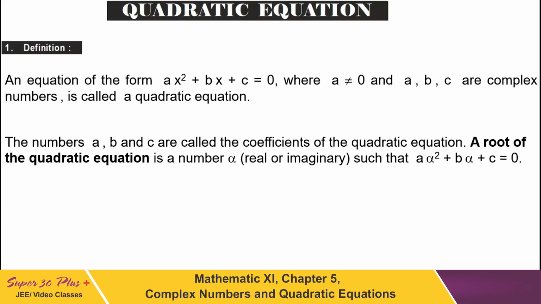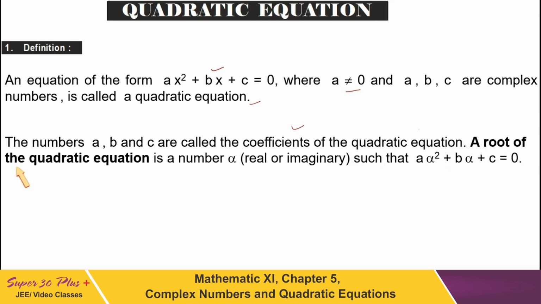Students, after complex numbers, we are going to study quadratic equations. First of all, we are going to study the definition of the quadratic equation. An equation of the form ax square plus bx plus c is equal to 0, where a is not equal to 0 and a, b, c are complex numbers, is called a quadratic equation. The numbers a, b, c are called the coefficients of the quadratic equation.